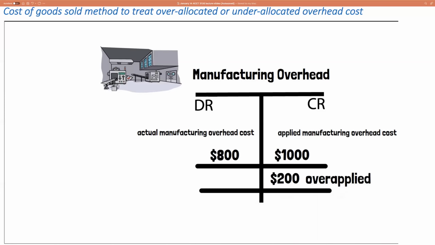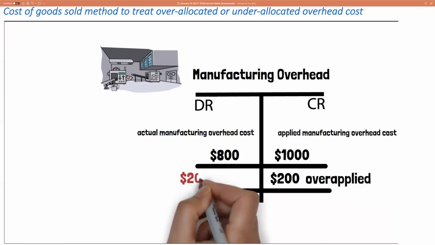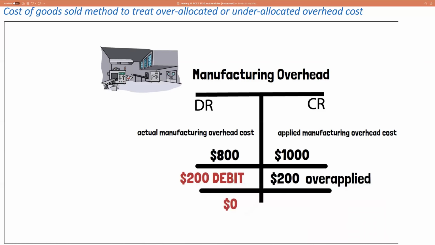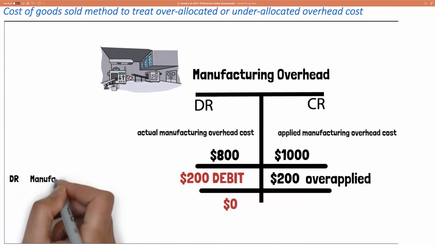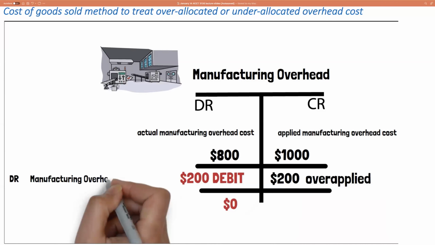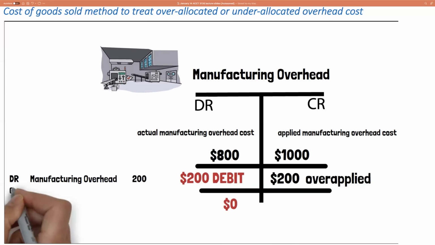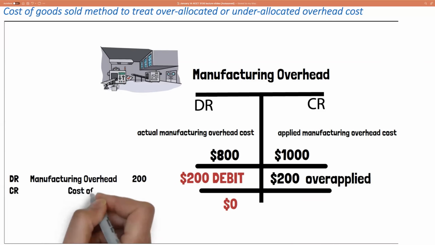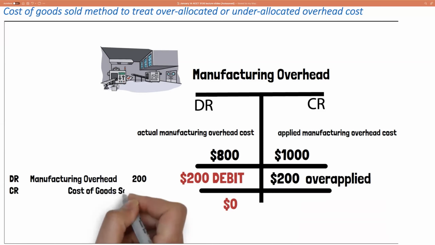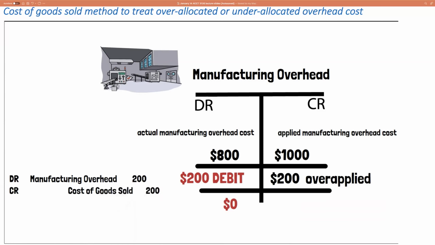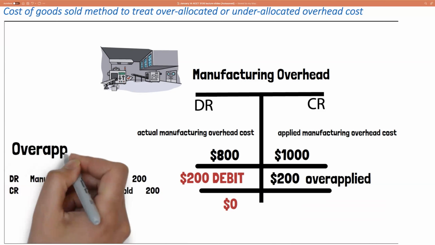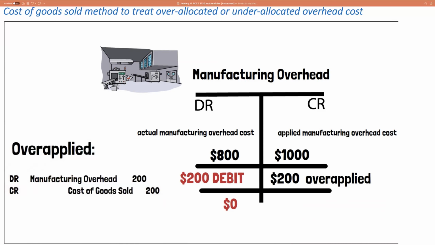At the end of the year, the balance should be 0 because this account is a clearing account. Therefore, we have to debit $200 to manufacturing overhead. Therefore, we have to credit cost of goods sold for $200. This is the situation of over applied.